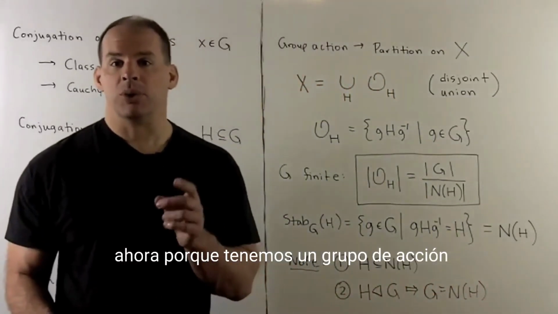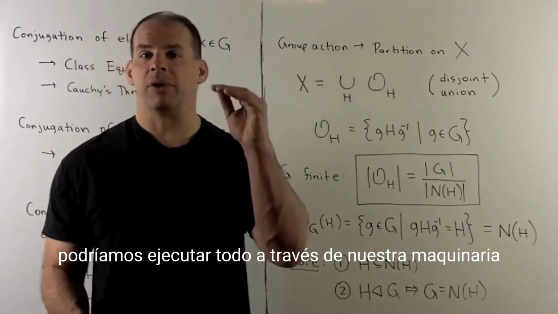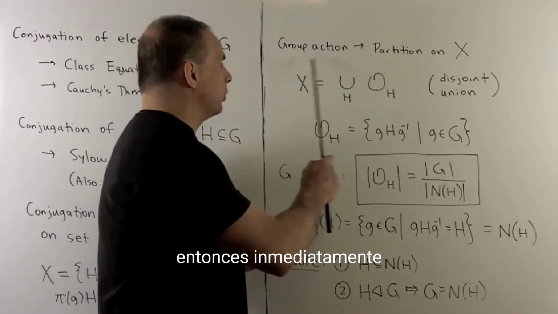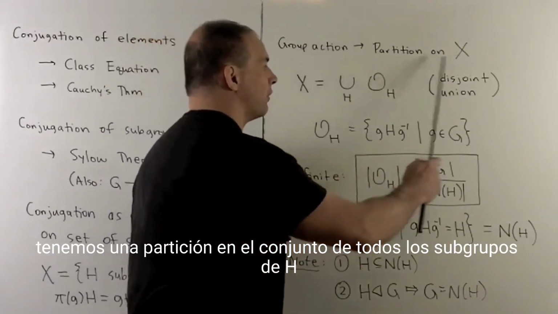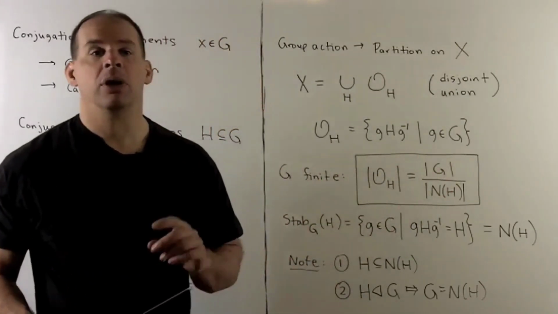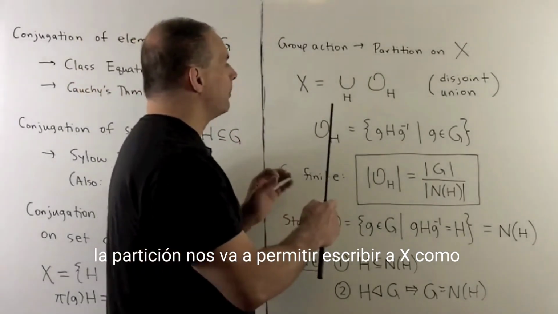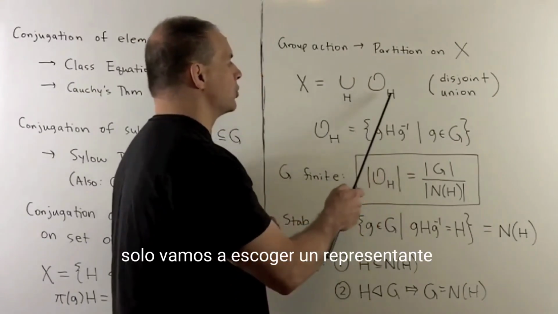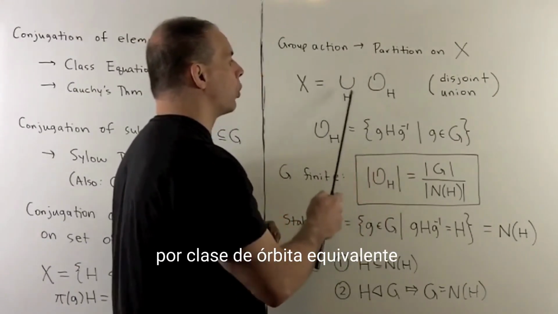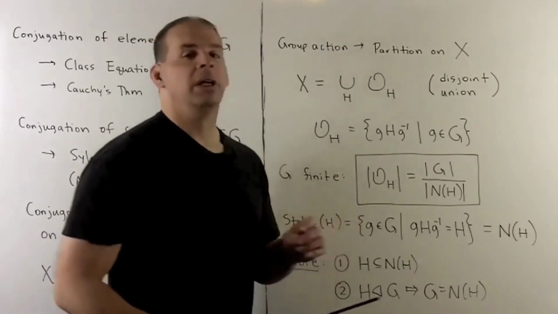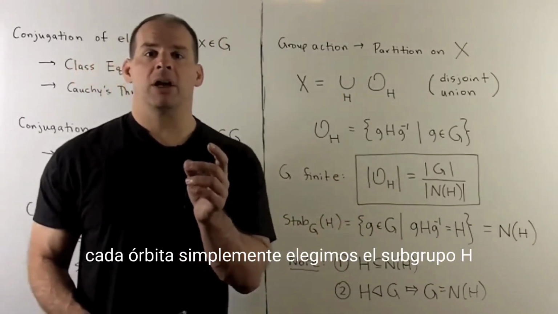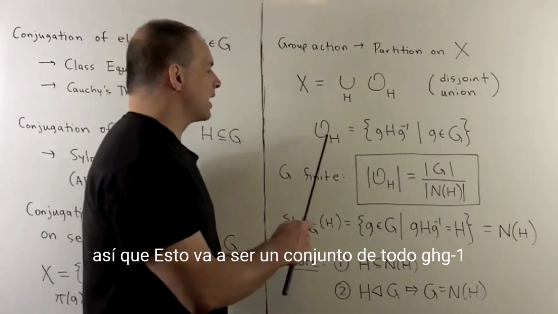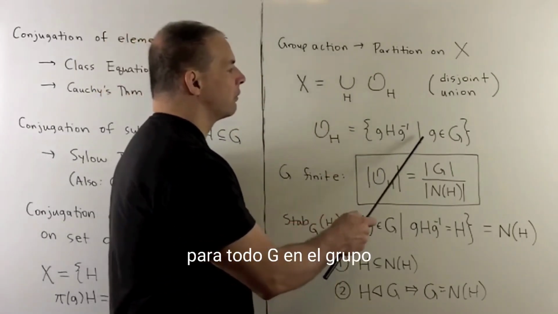Now, because we have a group action, we could just run everything through our machinery for group actions. So immediately we have a partition on the set of all subgroups. That partition is going to let us write X as a disjoint union of the orbits. Here we're just going to pick one representative per orbit or equivalence class. For each orbit, we pick a subgroup H and push it around by all elements in the group. So this is going to be the set of all gHg inverse for all g in the group.